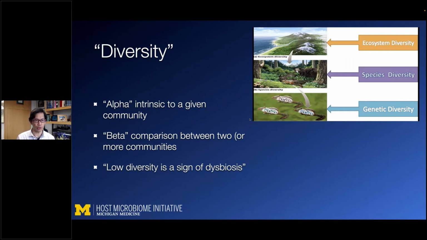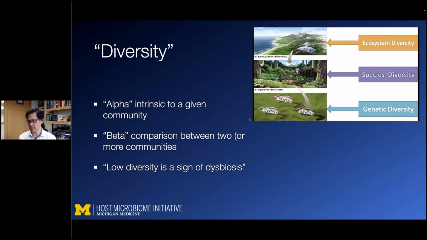And then people also talk about beta diversity, which is a comparison between two or more communities. In other words, this community compared to this community has a beta diversity metric of some number, based on some sort of metric that has come out.